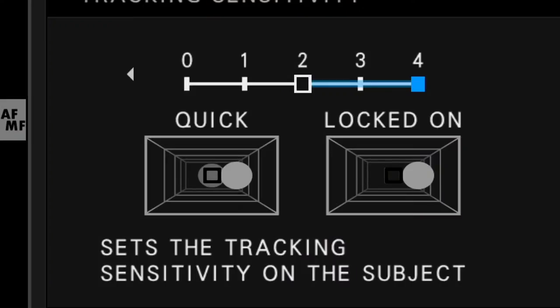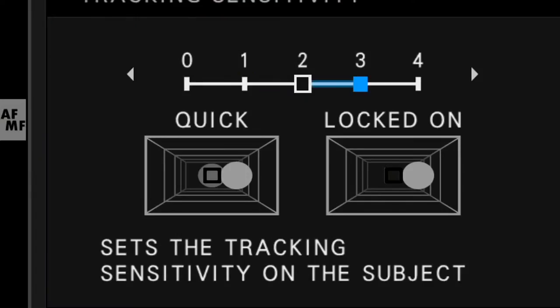You would think that logically, the higher the number, the more sensitive the camera would be, and it would jump quickly, right? You would think that. Well, it's the opposite, in fact. If you have it set to zero, the camera is going to be as fast as possible. With tracking sensitivity at zero, the camera is going to jump from one subject to another really quickly. As you move this up, say all the way to four, the camera is going to be stuck more to the main subject, and it's going to take a lot more for the camera to jump from one subject to another. So that's something to keep in mind, tracking sensitivity.